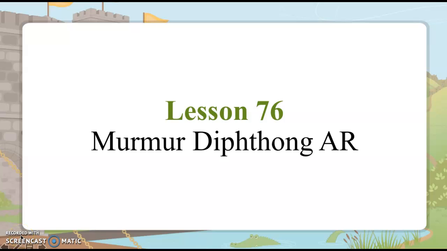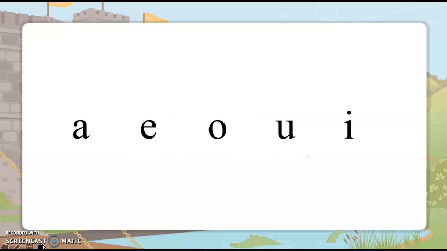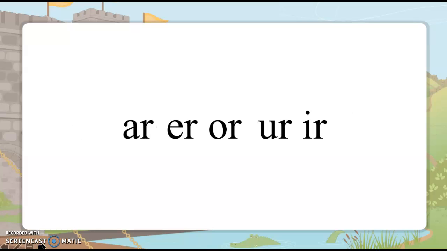Hey guys, today we're going to do lesson 76 and learn about murmur diphthong AR. Here we see our vowels A, E, O, U, and I. When each of these vowels is followed by the letter R, it creates a new vowel sound. So we have AR, ER, OR, UR, and IR. These are the 5 main vowels in English.